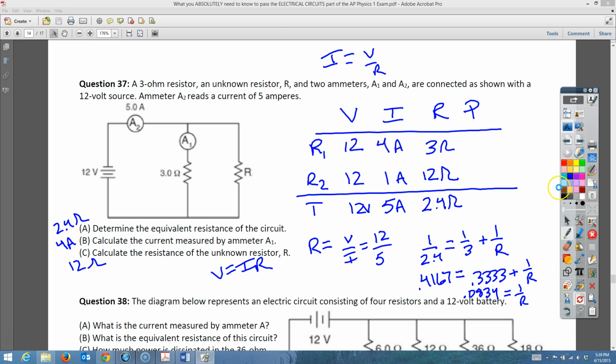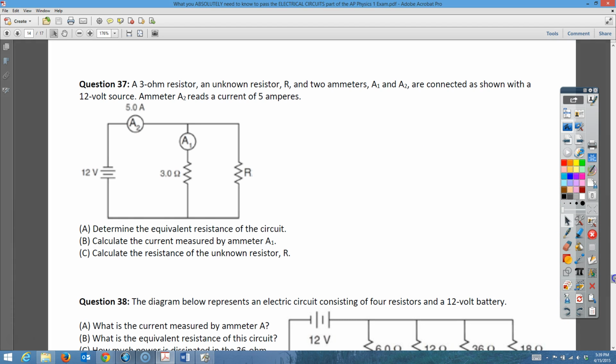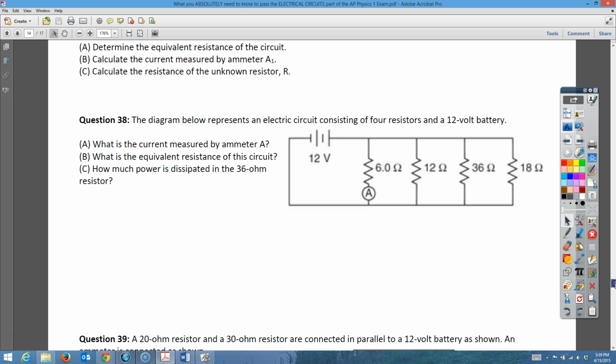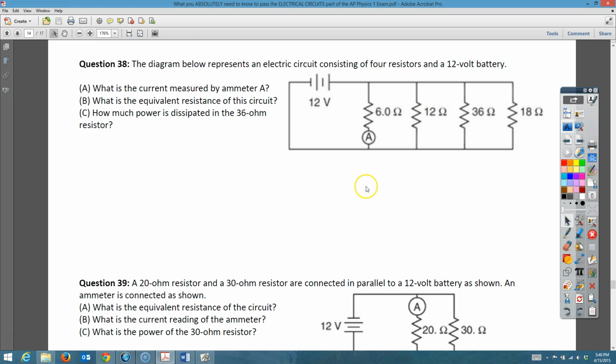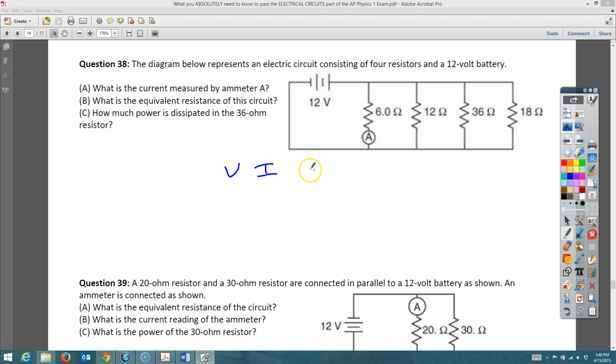Number 38 is another parallel circuit, and it says, what is the current measured by ammeter A? They want to know what's the equivalent resistance and how much power is dissipated by this 36 ohm resistor. Once again, we're going to need to use a VIRP table, so we're going to say V, I, R, P. We're going to have resistor 1, resistor 2, resistor 3, and resistor 4. So we have several resistors here.